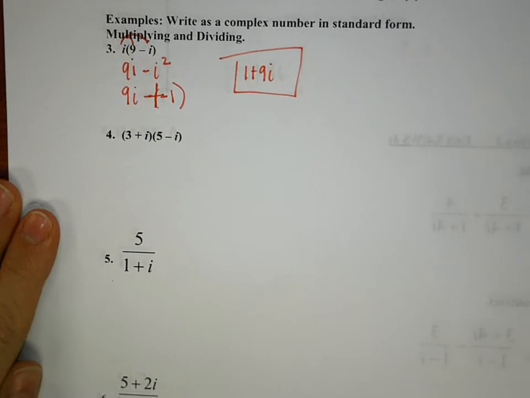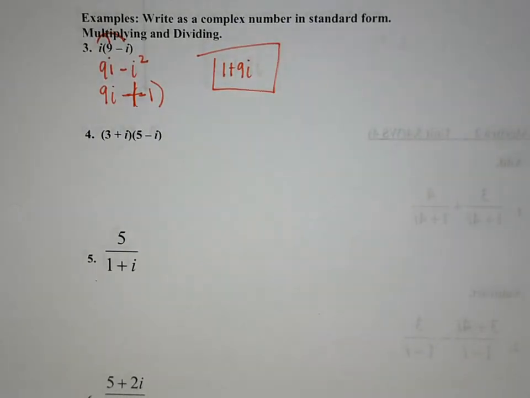Okay, what do you think we're going to need to do on example 4? Very good. You need to use FOIL or the box method. It's up to you. Do you guys want to go ahead and try that on your own? Yeah. Perfect. When you get the answer, you can show me on your whiteboard. Perfect. Yes, you would always combine like terms if you can. Perfect. Good.